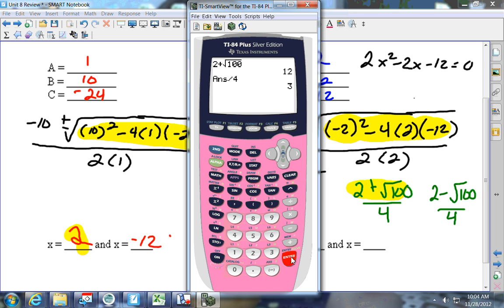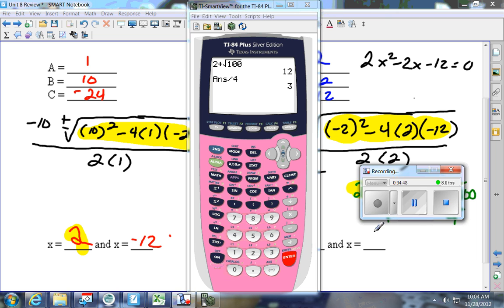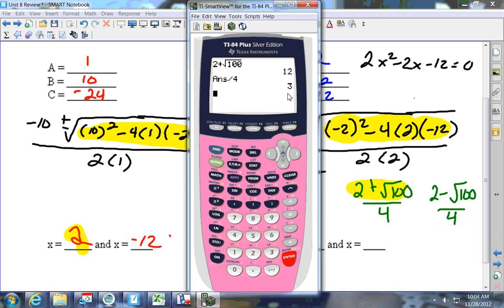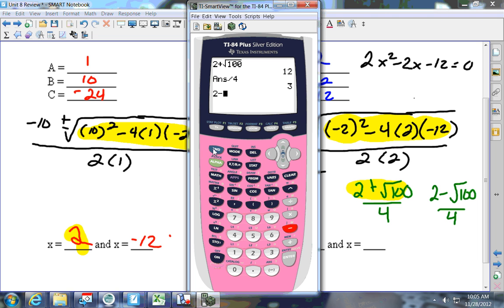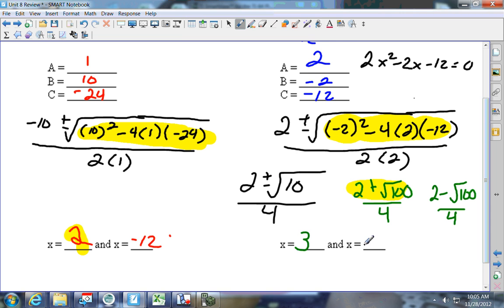Let's see, we're having questions on why we got something wrong, so hold on a second. So one of the solutions is 3. And the other one, I'm going to go 2 minus the square root of 100, enter, divided by 4, gives me negative 2. Those are my two solutions by using the quadratic formula.